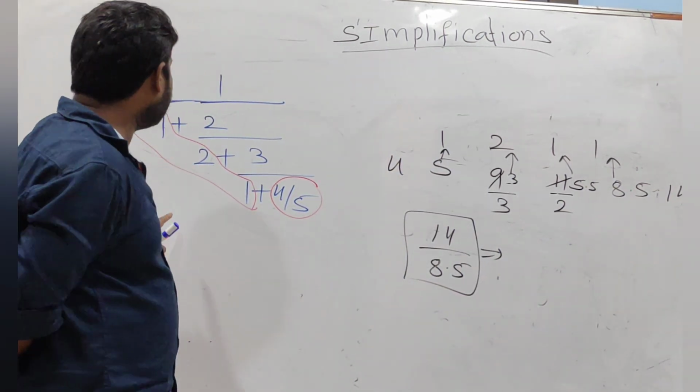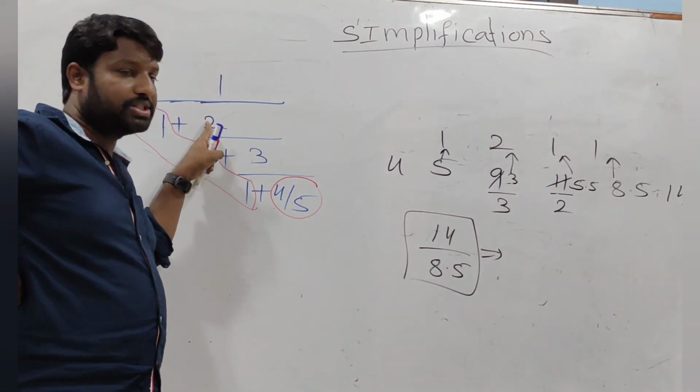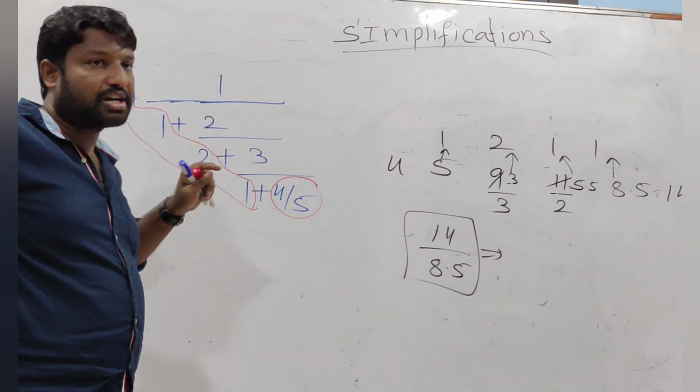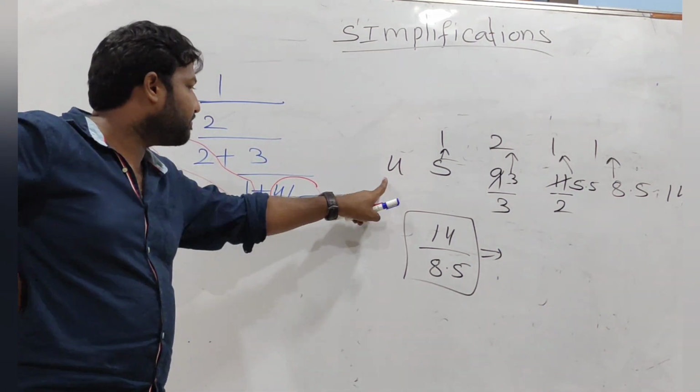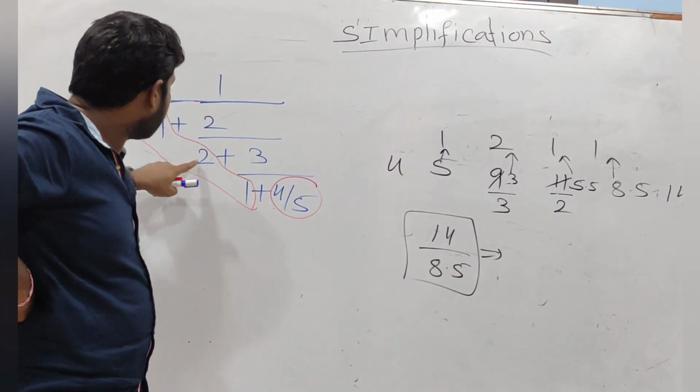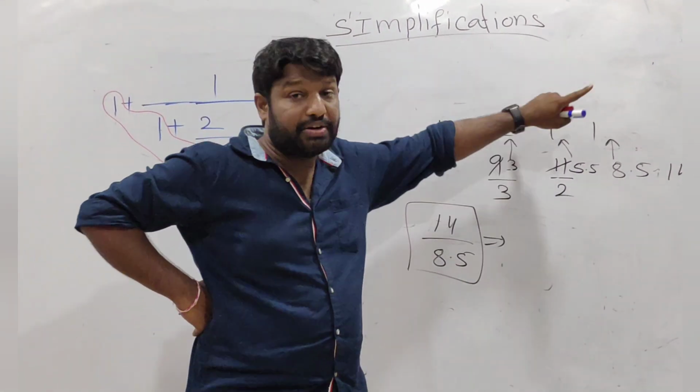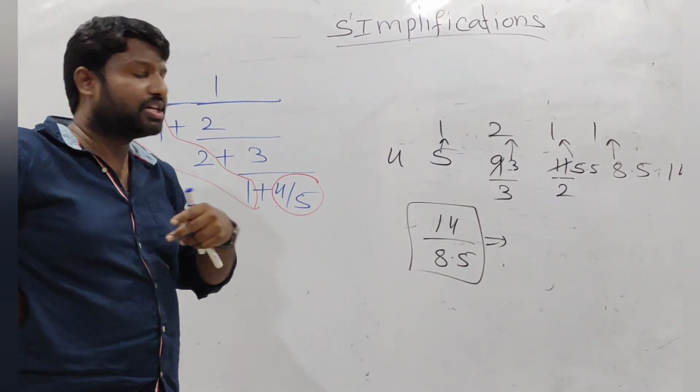So what I did here: 1 is not there, 2 is there, 3 is there. Here all 1s are not there, so different values are there. So what you will do is start from here. 4 by 5, so write 4 here, 1 here. Then these values 1, 2, 1, 1. If plus is there, you write plus, if minus is there, you take minus.